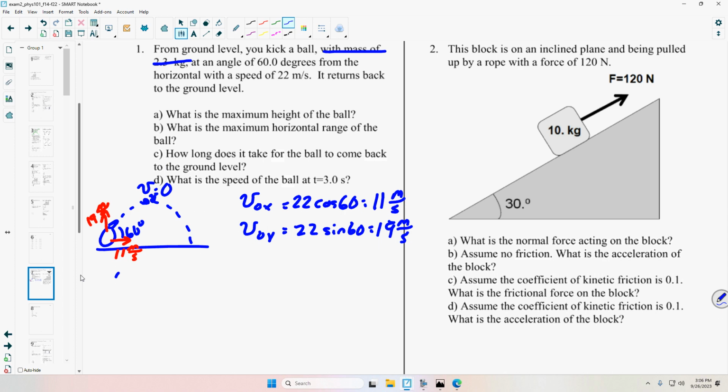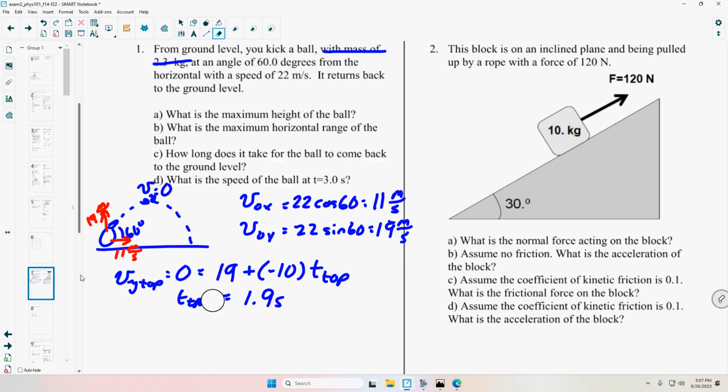Okay, so I can say that Vy at the top is equal to 0, which is equal to V naught y, that's 19, plus negative 10 times T top. So T top is equal to 1.9 seconds. That's 19 divided by 10. 1.9 seconds here. That means right here, twice that, or 3.8 seconds. That's the answer to part C, by the way. The total time is 3.8 seconds.